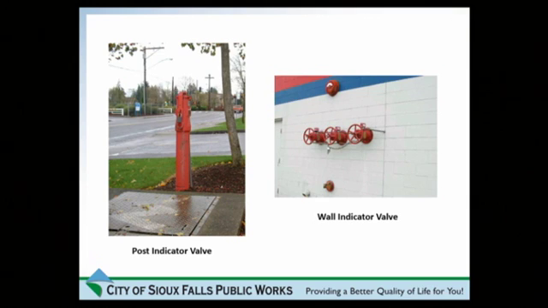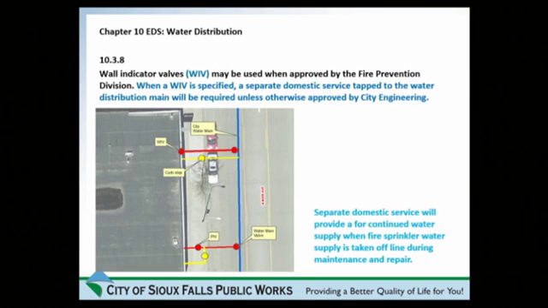So the tricky part that we're running into now, and what I wanted to visit with you about, is by code, the post indicator valve has to be a certain distance away from the building. If the building wall collapses, that post indicator valve has to be as far away from the building as however tall the wall is. So in redeveloped areas such as downtown, there's not enough room to install these post indicator valves. So the fire department will grant permission to install a wall indicator valve because it's on the face of the building. It's not sticking up out of the sidewalk or what have you.